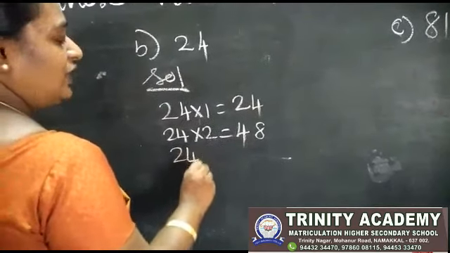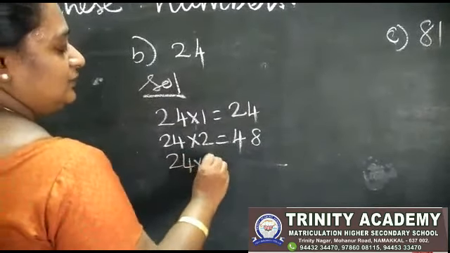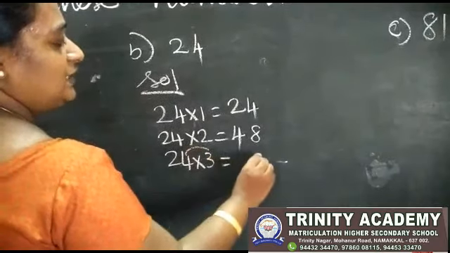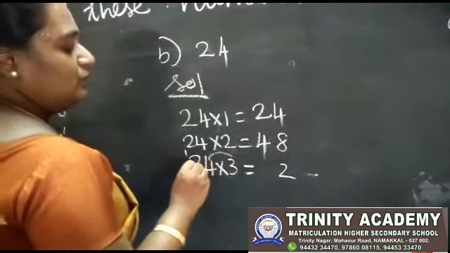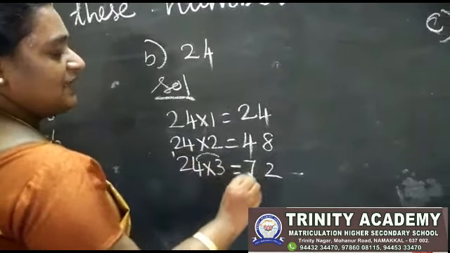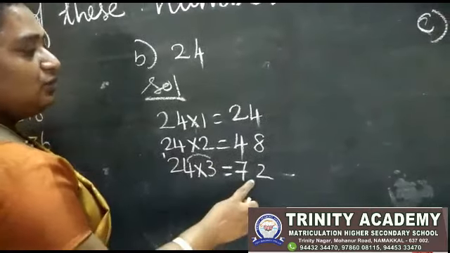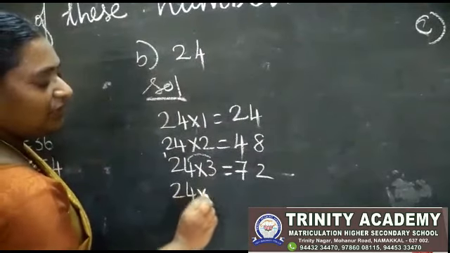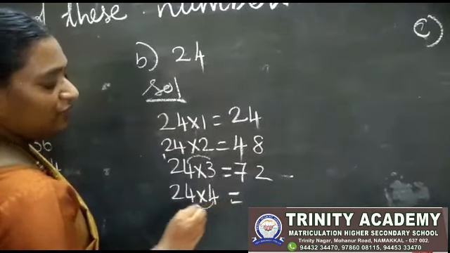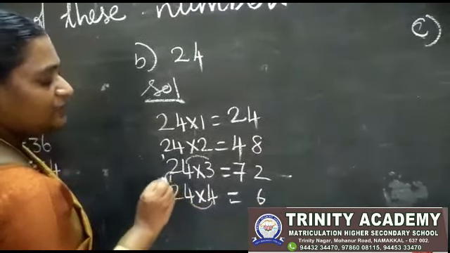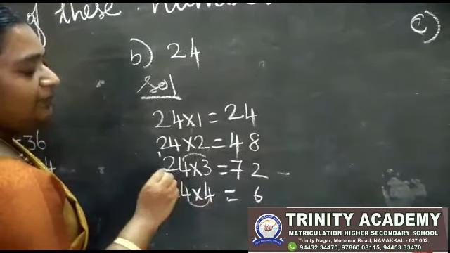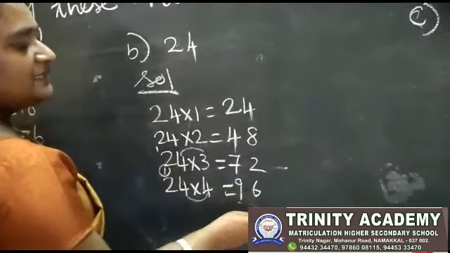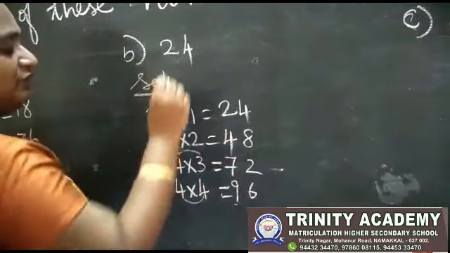Similarly, 24 into 3. 24 threes are, 4 threes are 12, 1 carry over. 2 threes are 6, 6 plus 1 is 7. 72. 72 is the even multiple of 24. Similarly, 24 into 4. 4 fours are 16, balance 1. 4 twos are 8, 8 plus 1 is 9. So 96 is also an even multiple of 24.